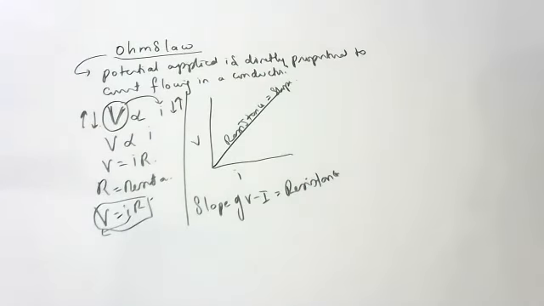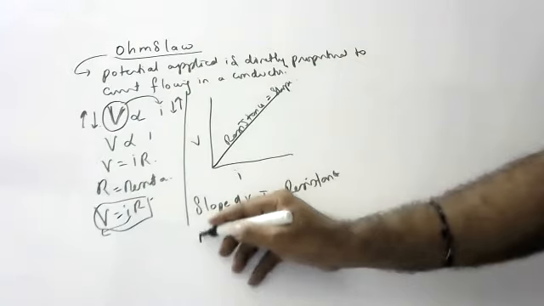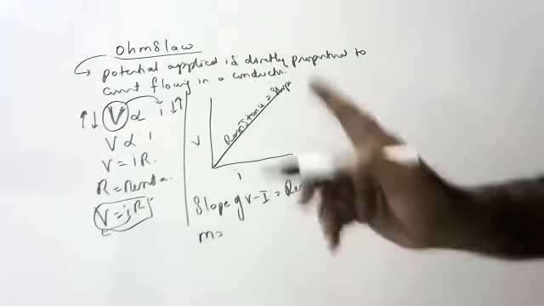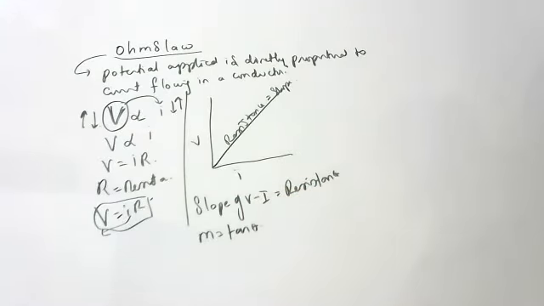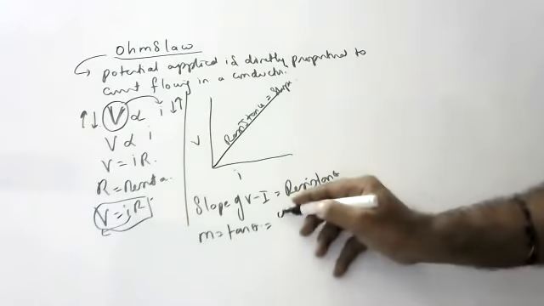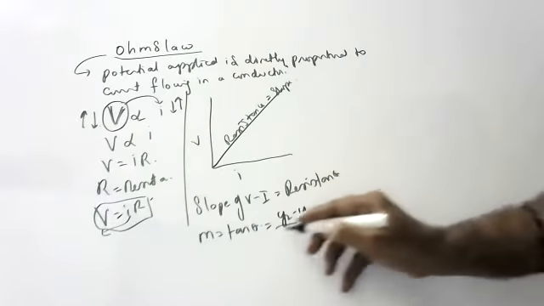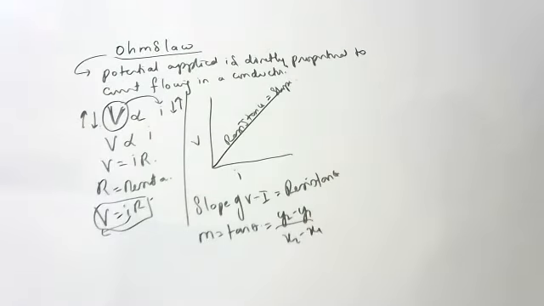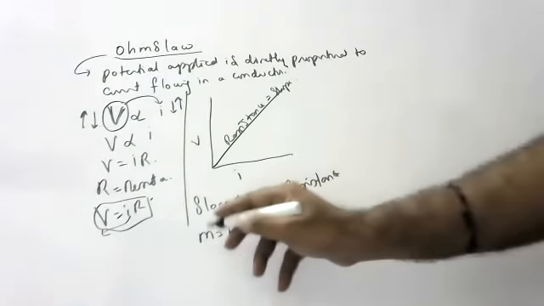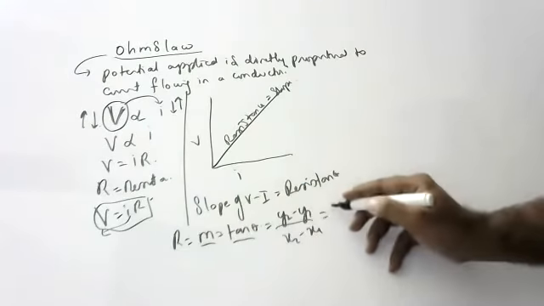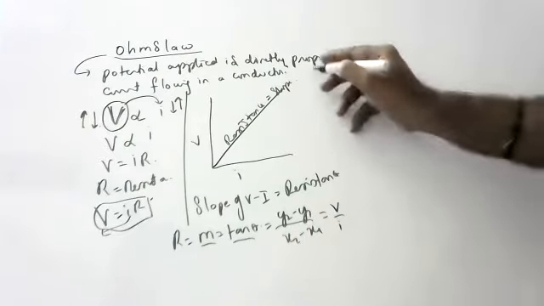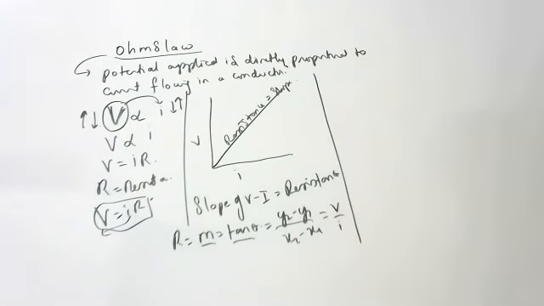In mathematics coordinate geometry, you know slope is represented by M, and the slope formula is tan theta. M is equal to tan theta. Another formula for slope is y2 minus y1 by x2 minus x1. That is also a formula. And here for the resistance formula, we can take either M, tan theta, y2 minus y1 by x2 minus x1, or V by I. Anything you can use, according to the question.